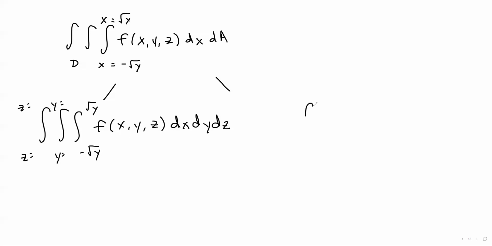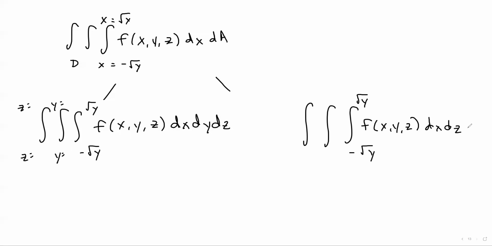And then for the other, we'll have negative root y to positive root y, f of x, y, z, dx, dz, dy. So we're going to have z equals to z equals and y equals to y equals. All right, so these outer bounds are going to come from the base.